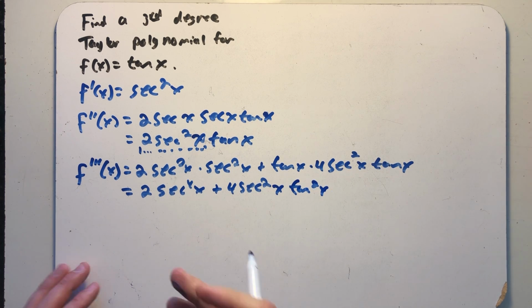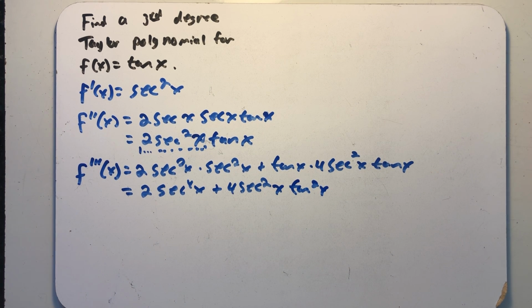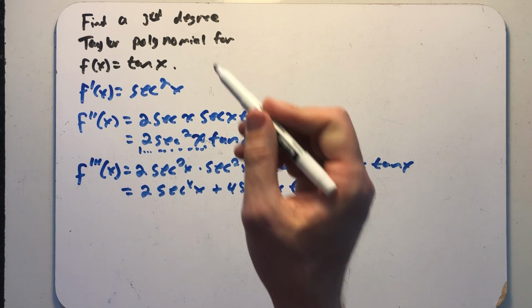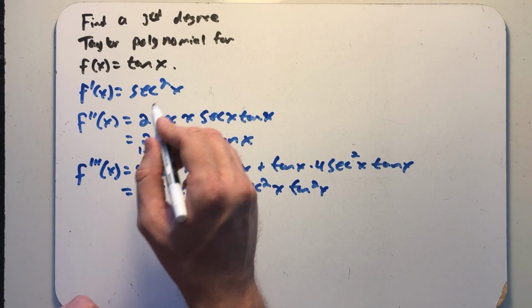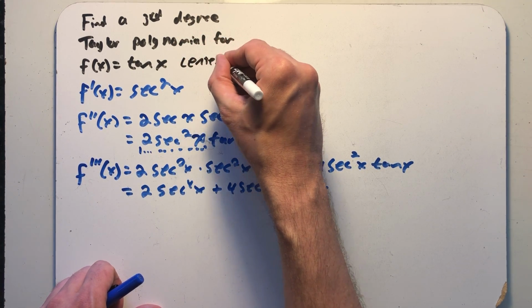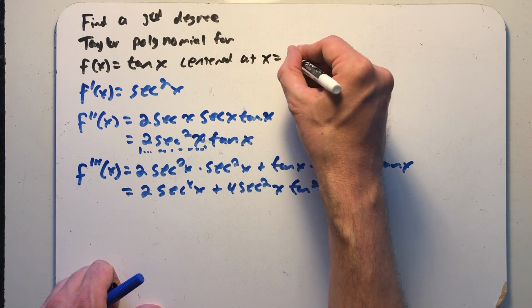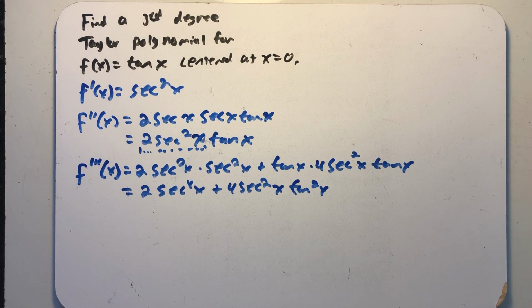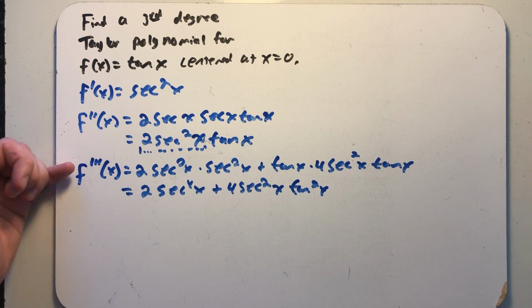All right, so I have all of the derivatives I'm going to need, but I realized that when I wrote this problem on the board, I omitted a very important part of the instructions. Find a third degree Taylor polynomial for f of x equals tangent x centered at x equals 0. Those are a very important set of instructions for the problem because they tell me what to do next. So we're going to pretend that was on the board from the beginning, and I need to evaluate the function in these three derivatives at 0.